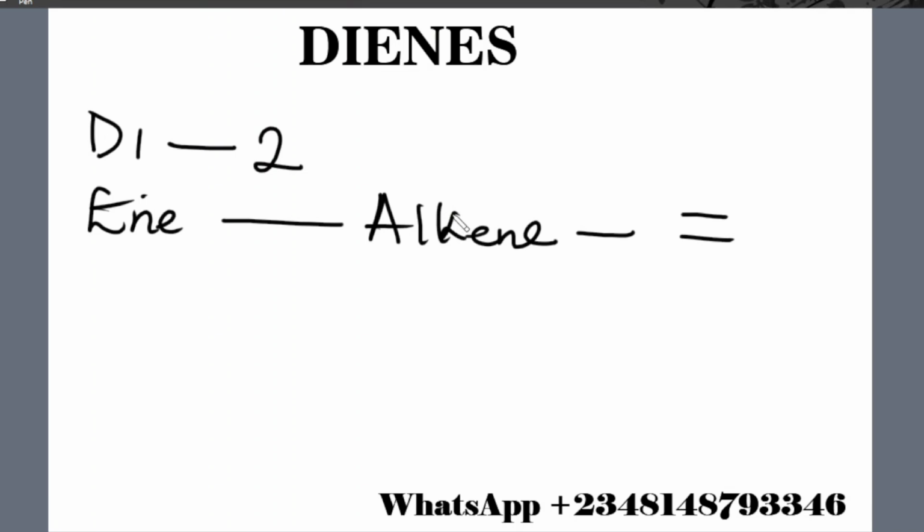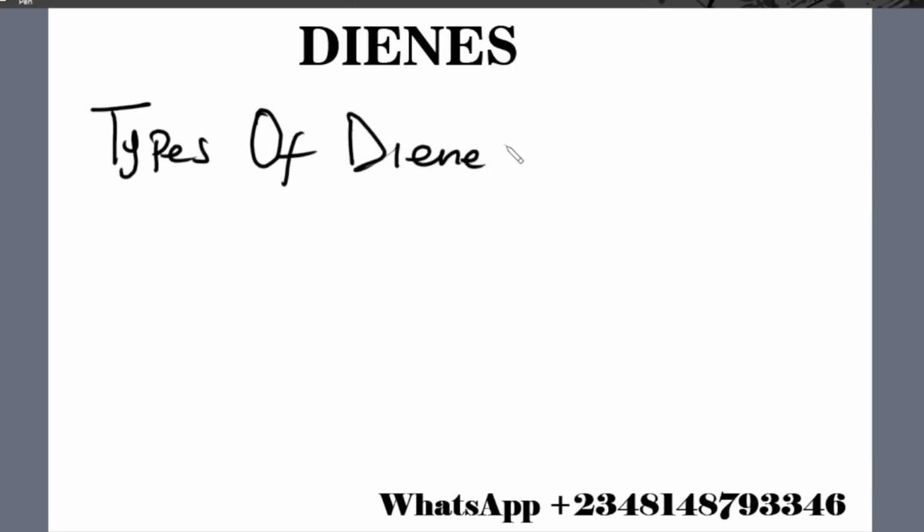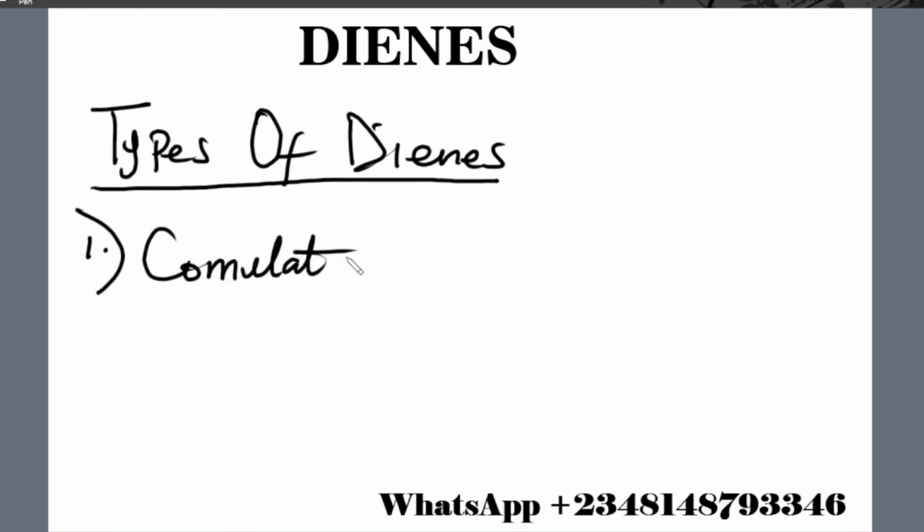Now let's take a look at the types of dienes. There are three different types of dienes. The first type of diene is called cumulative dienes. In this type of dienes, two double bonds are adjacent to each other.